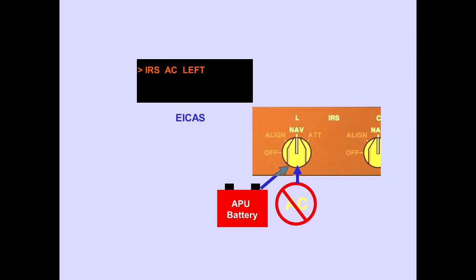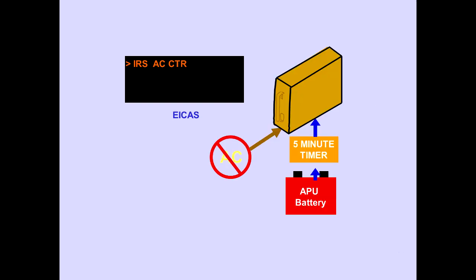The ICAS advisory message, IRS AC, indicates the IRS has lost its primary AC power source and has automatically transferred to DC power. The DC power will come from the APU battery, and the IRS will continue to supply position information. With the loss of AC power, the center IRS will operate on the APU battery for only 5 minutes. It then shuts down.